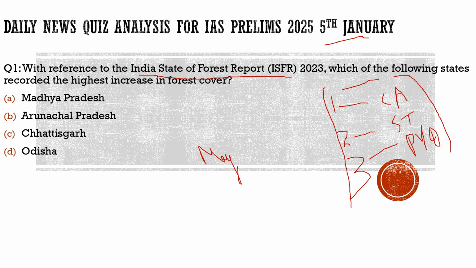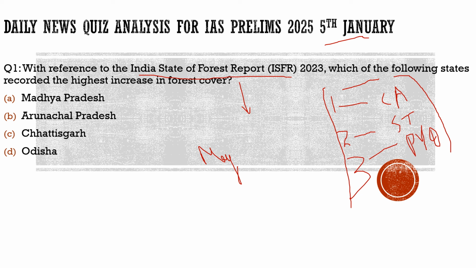So what we can do here, first of all, we can compare this report, which is given after every 2 years. It is actually the Ministry of Environment, Forest and Climate Change which frames this. To be more precise, it is the Forest Survey of India which gives us this report, which works under the Ministry of Environment, Forest and Climate Change.